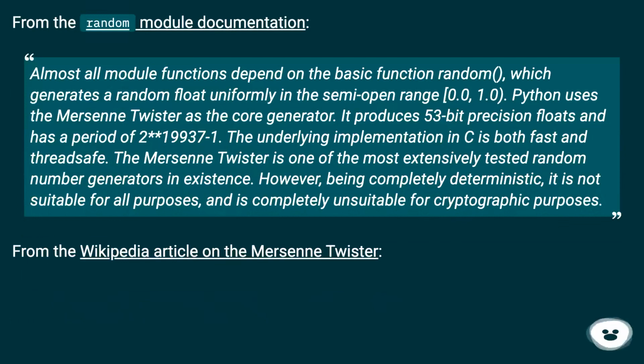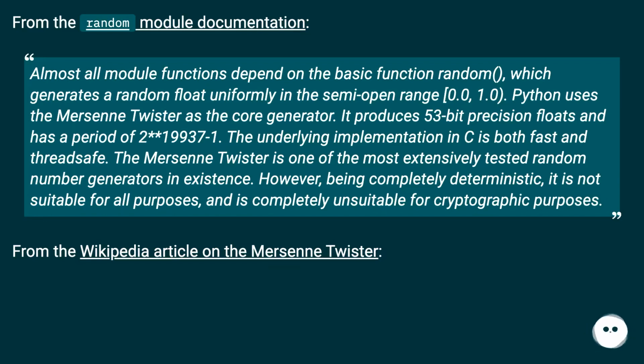From the random module documentation: Almost all module functions depend on the basic function random, which generates a random float uniformly in the semi-open range [0.0, 1.0). Python uses the Mersenne Twister as the core generator. It produces 53-bit precision floats and has a period of 2^19937-1. The underlying implementation in C is both fast and thread-safe. The Mersenne Twister is one of the most extensively tested random number generators in existence. However, being completely deterministic, it is not suitable for all purposes, and is completely unsuitable for cryptographic purposes.